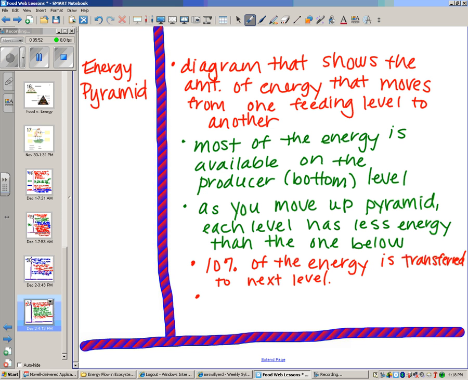Okay, 90% is used for life processes, so keeping that organism alive, or lost to the environment as heat.